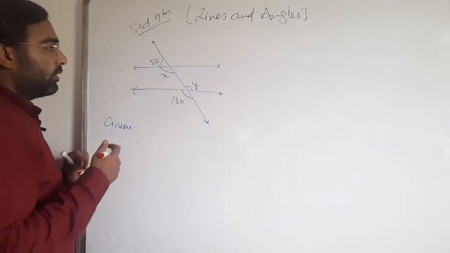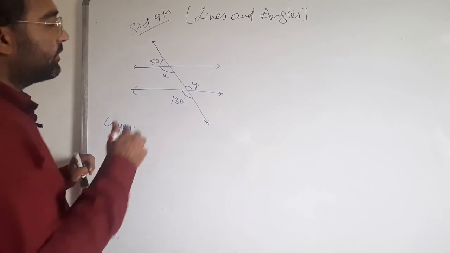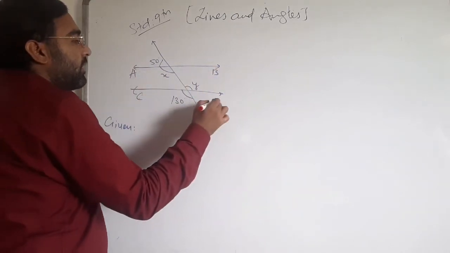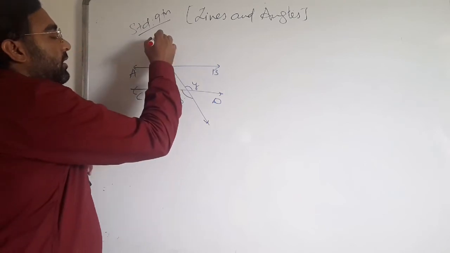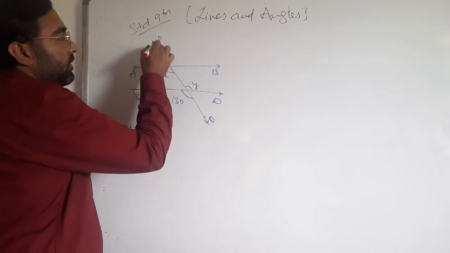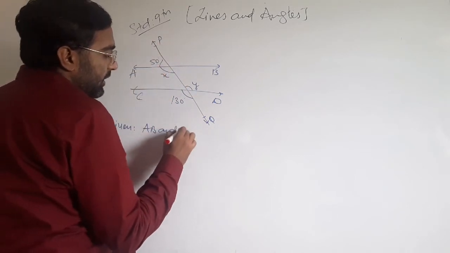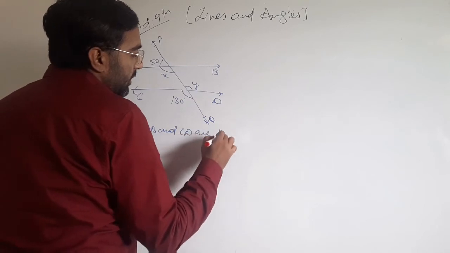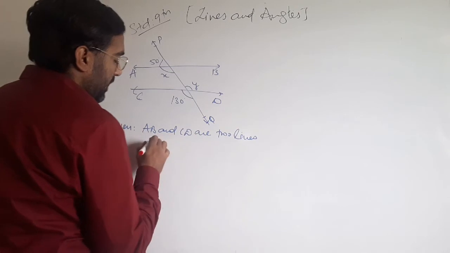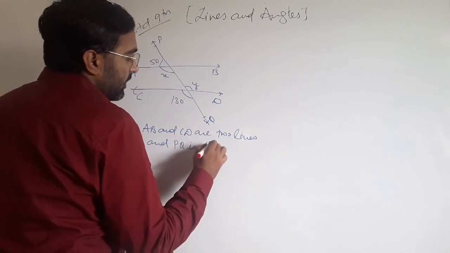So we have to write that AB and CD are two lines, and PQ is a transversal.